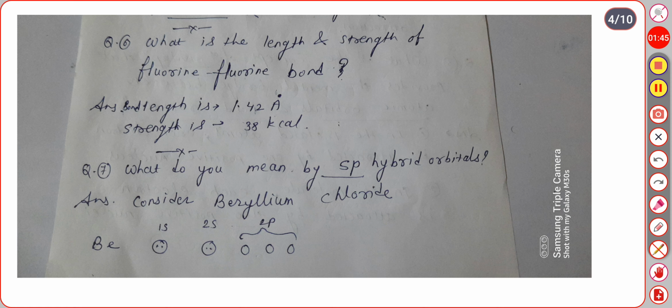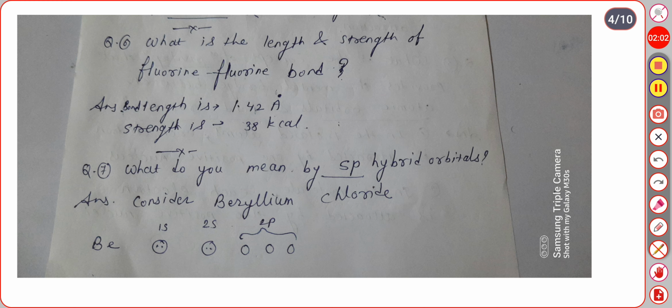Next question is question number 6. What is the length and strength of the fluorine-fluorine bond? So the bond length in fluorine-fluorine is 1.42 Angstrom and the strength is 38 kilocalories.